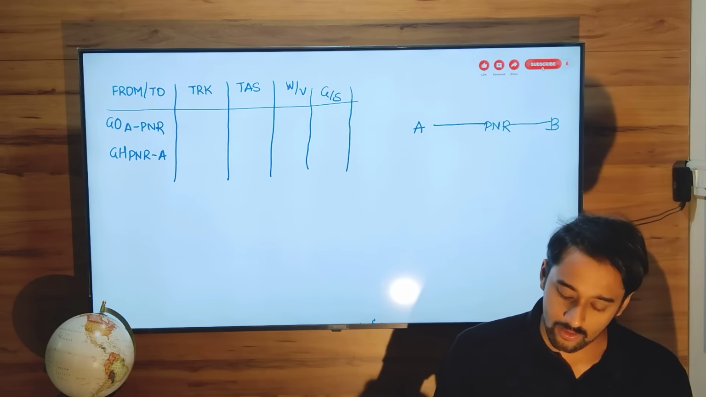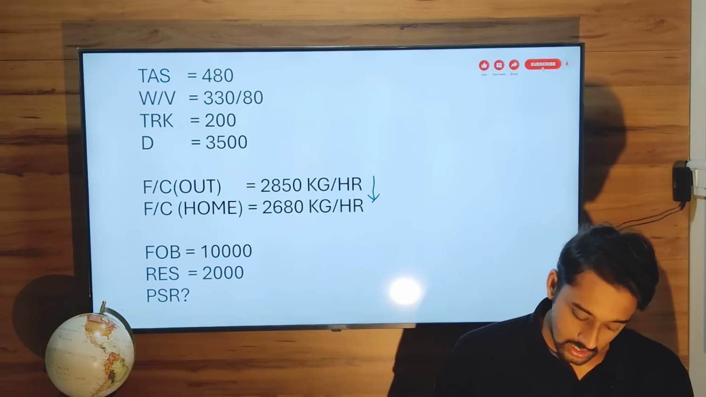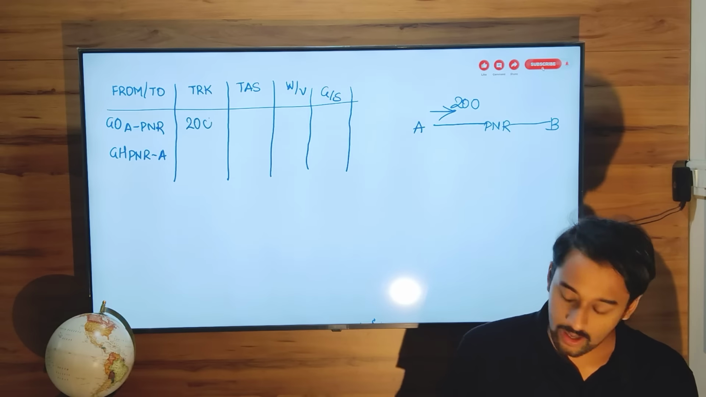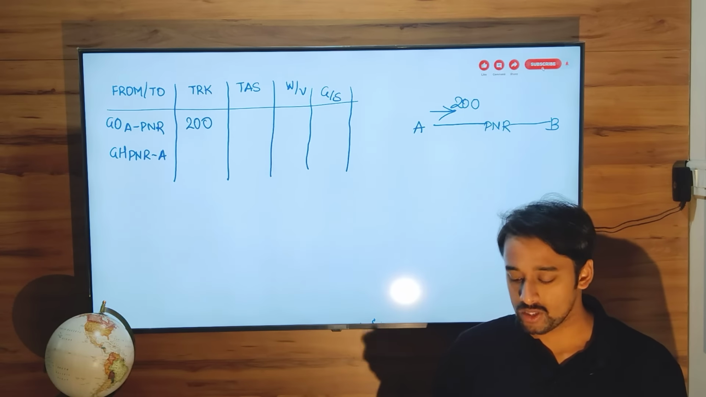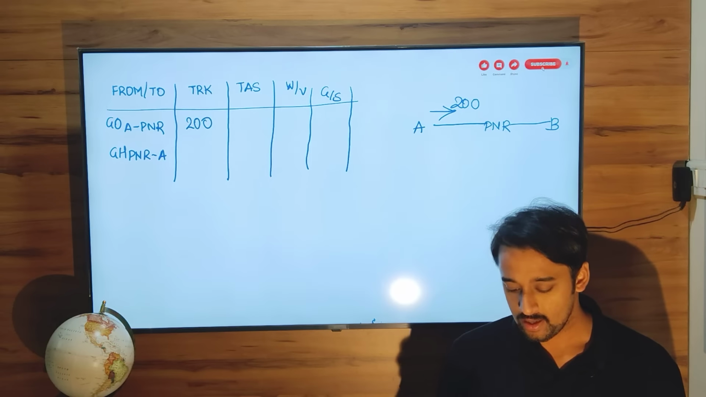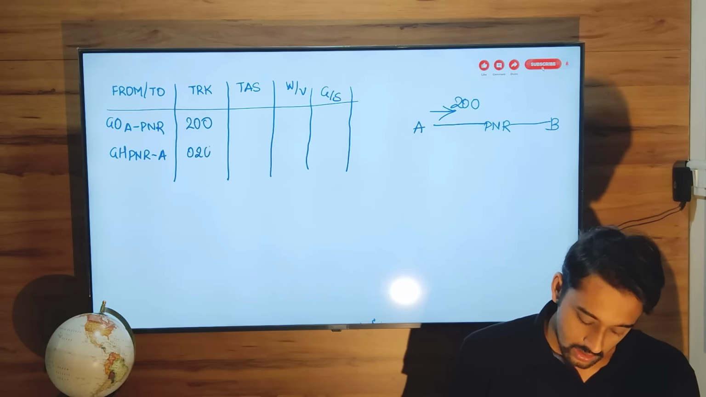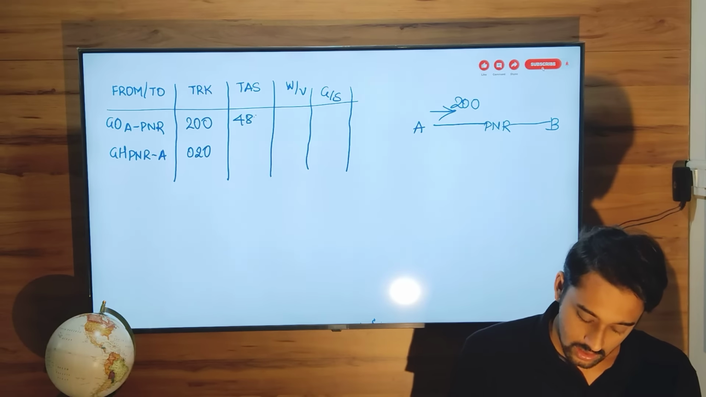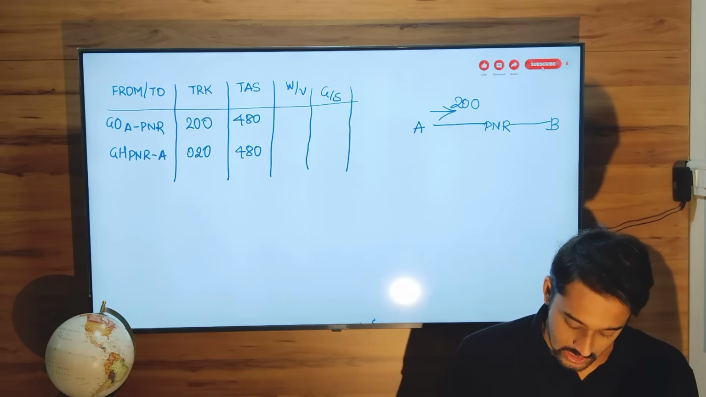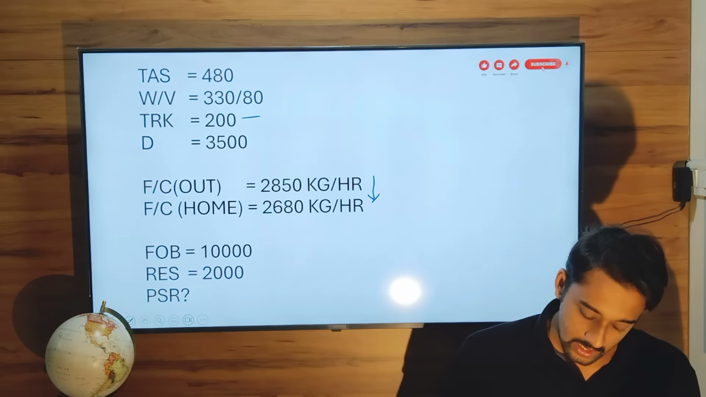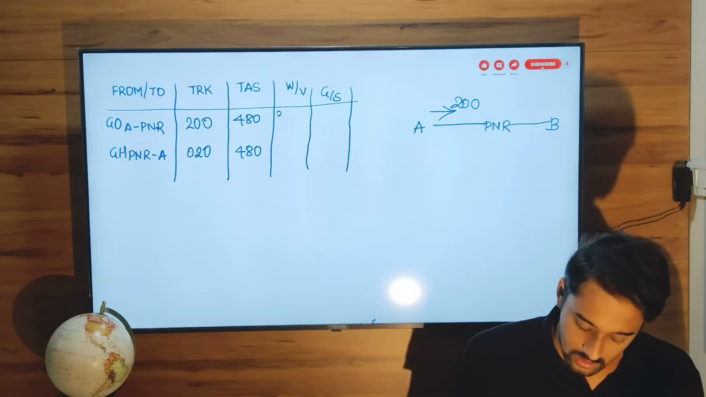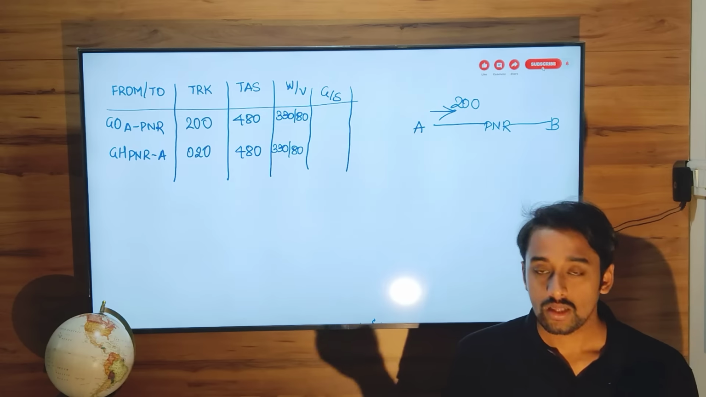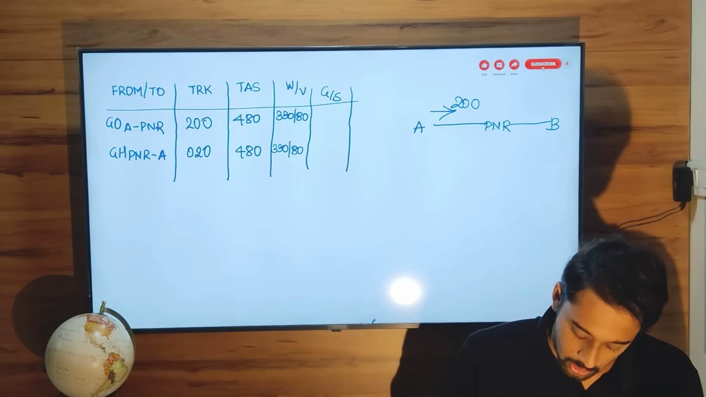Now going from A to PNR, what is the track given to us? It is 200. So when coming homebound, PNR to A, our track will be 200 minus 180, reciprocal 020. Now there is only one TAS given to us, 480 knots. Wind velocity is how much? 330 at 80 knots.